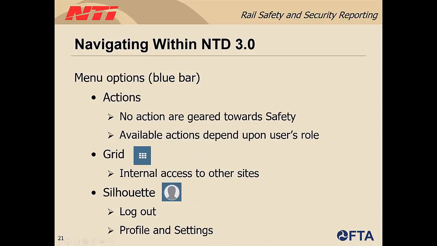Under the Action menu item, there are no actions related to safety data reporting, but you may see actions depending on your user role. The grid provides internal access to other sites, such as FDA organizations, the user management module, the SSOR, for state safety oversight data, and so on. The silhouette is where you log out, and you can access your Appian profile and system settings.